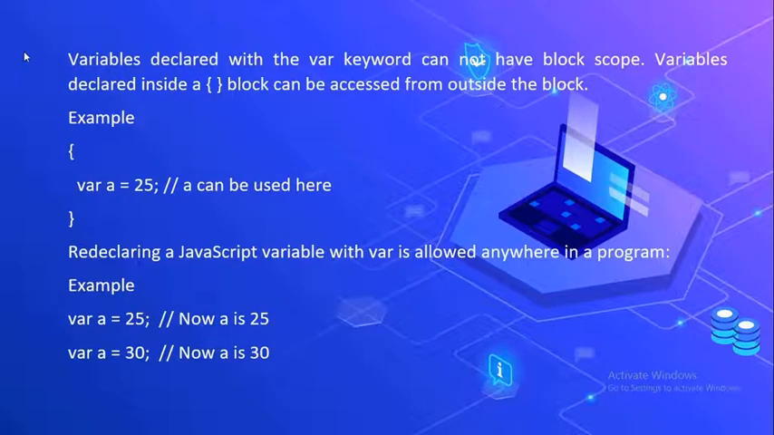Variables declared with the var keyword cannot have block scope. Variables declared inside a block or curly braces can be accessed from outside the block. Example: var a = 25; inside the curly braces. Redeclaring a JavaScript variable with var is allowed anywhere in a program. Example: var a = 25; var a = 30; now the value of a is 30.